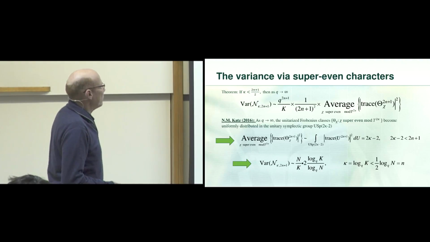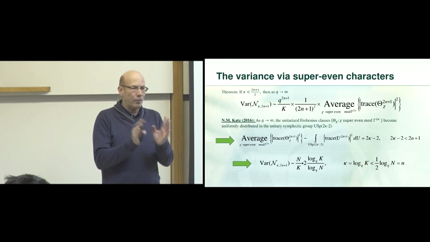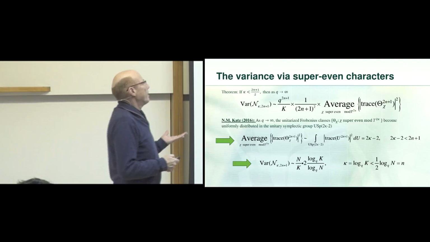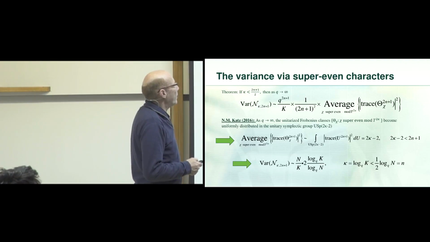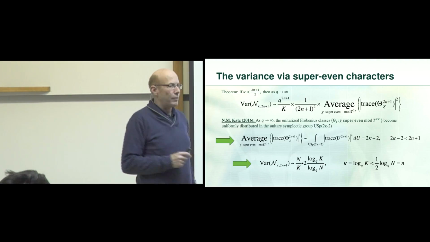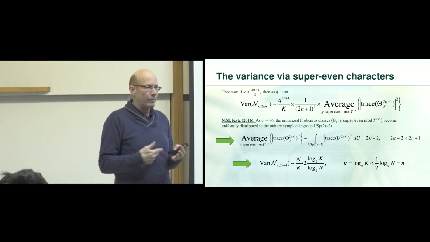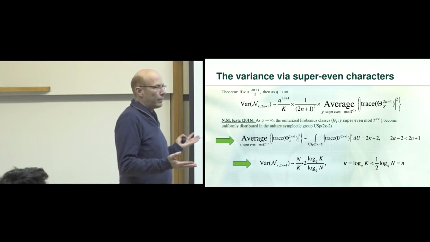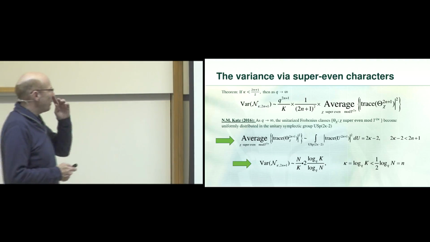And then why is this useful for us? What we do is we show that the variance of the number of slopes in a sector looks like the average over all super even characters of the absolute value squared of the trace of a power of this Frobenius matrix. So if I know the statistics of the zeros of these L functions, I know the variance. Again, the details don't really matter right now.